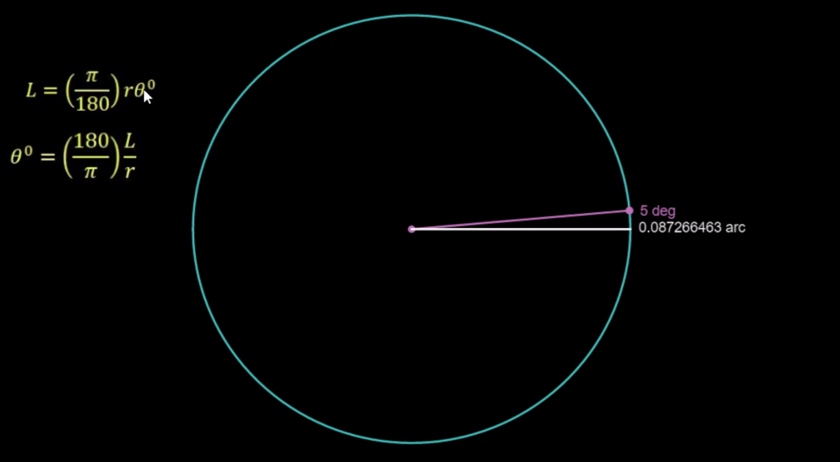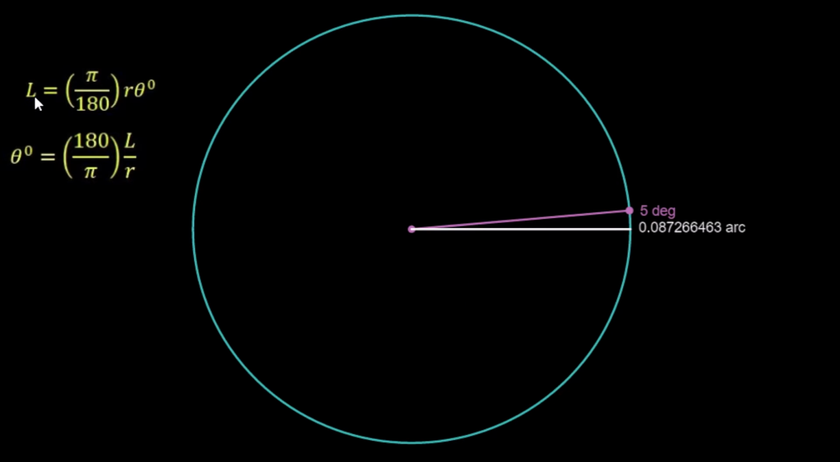Now we can also rewrite this equation, and instead of working out the arc length given the radius and the angle theta, we can work out the angle theta given the arc length L and the radius. So we've just rearranged this equation and made theta the subject. So you can see that we've got these neat little equations that relate angle to length or length to angle.